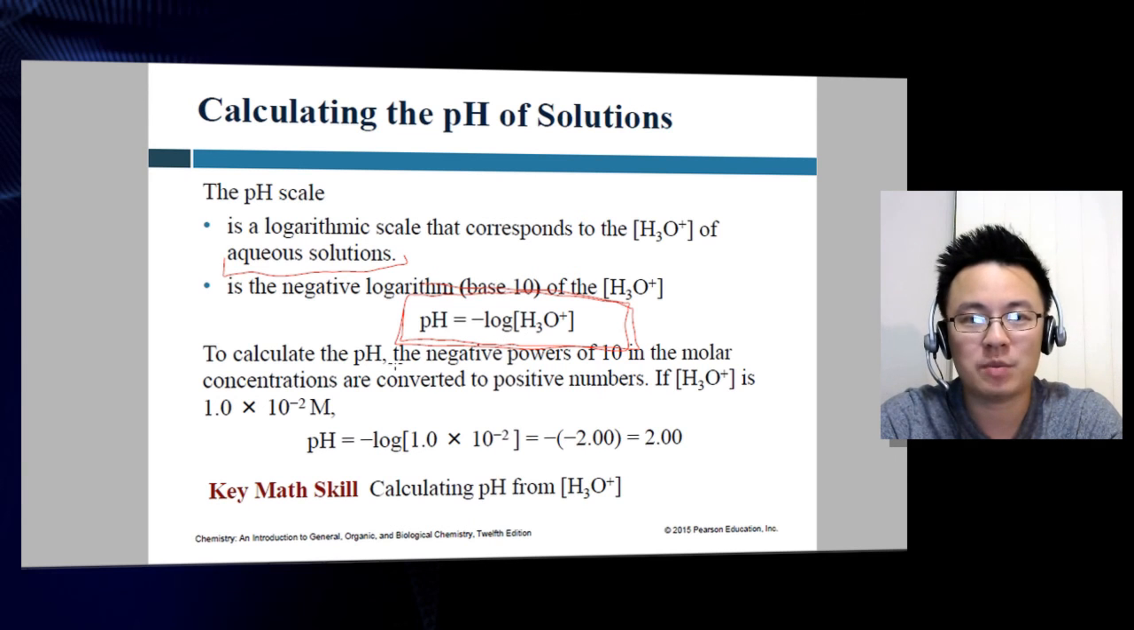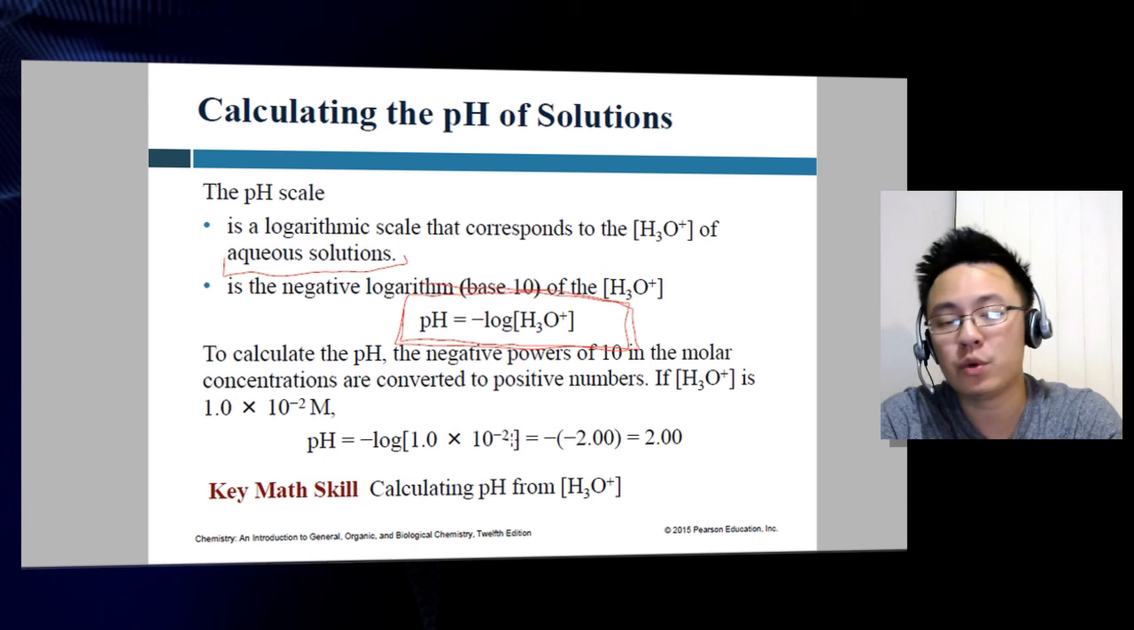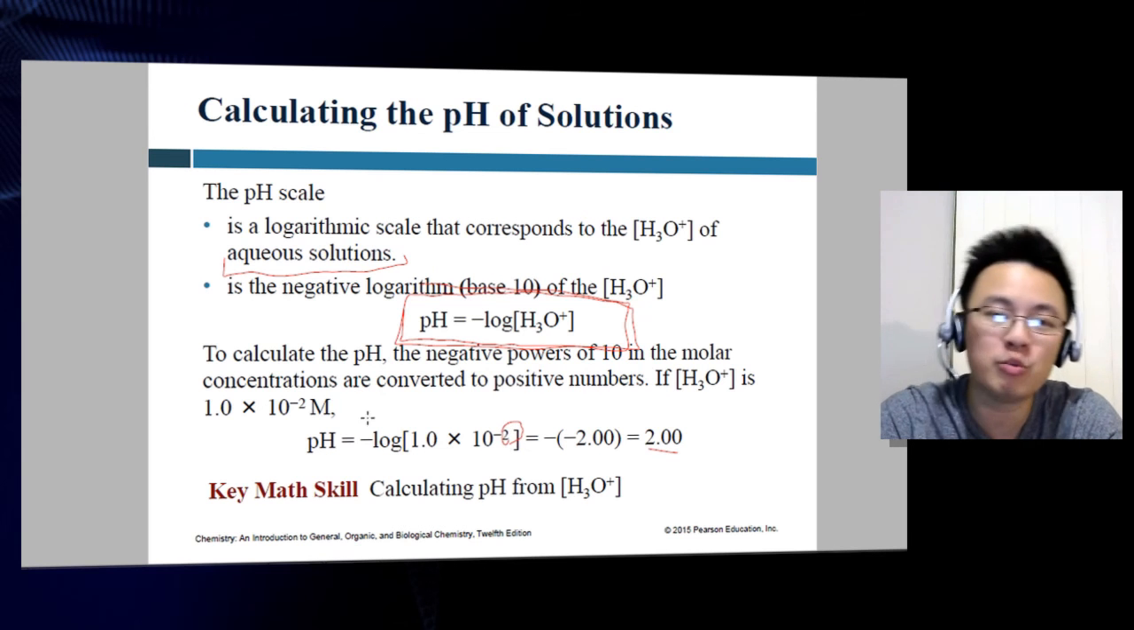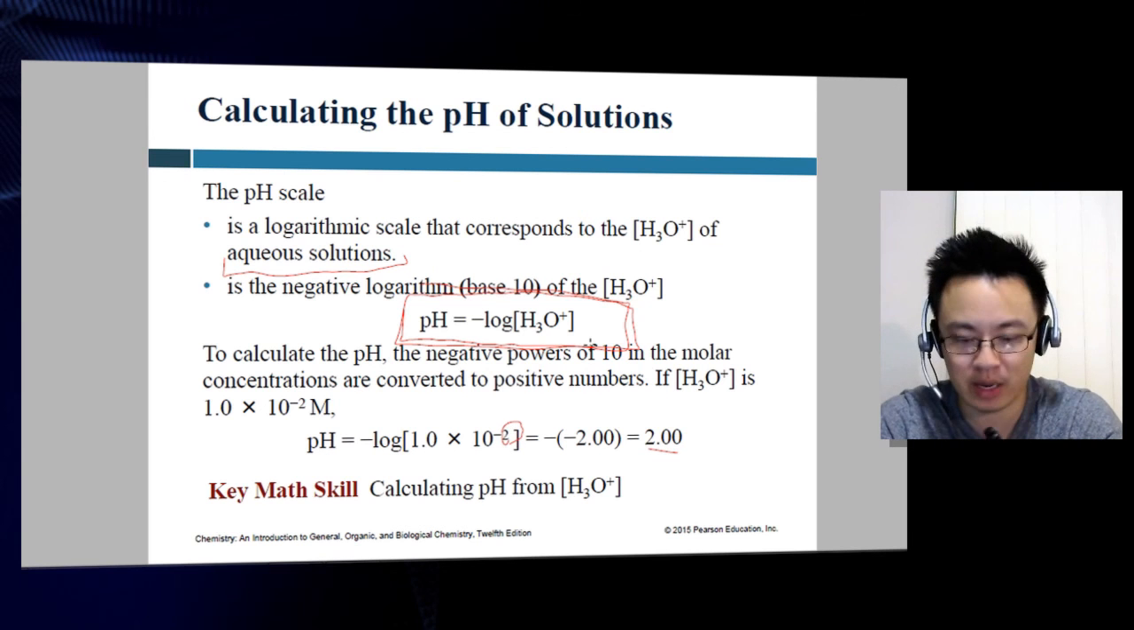So in order to calculate the pH, the negative powers of 10 in the molar concentration are converted to positive numbers. So if the hydrogen ion is 1 times 10 to the negative 2, you have your pH is equal to negative log of the 1.0 times 10 to the negative 2 molar. And then if you were to do that, plug into your calculator, you're going to get 2. Now, what's also amazing is that if it is 1.0 times 10 to the negative something, you can just look at that number 2, pull it out, and it'll give you the pH as well.